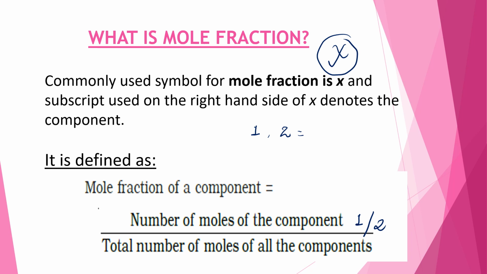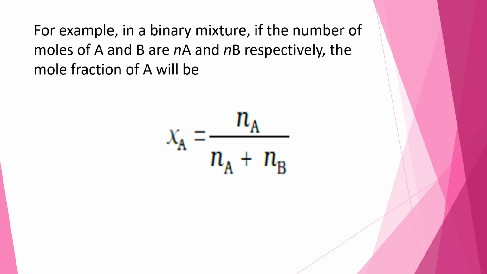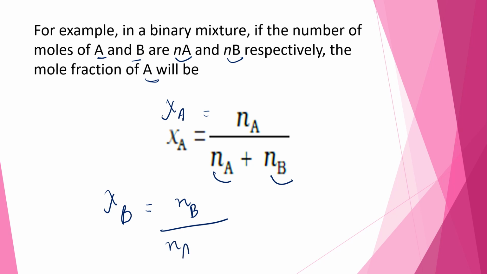So let's see through an example. For example, in a binary mixture, if the number of moles of A and B are Na and Nb respectively, the mole fraction of A, that is chi A, is equal to the number of moles of A upon the number of moles of A plus the number of moles of B. Similarly, the mole fraction of B, chi B, is equal to the number of moles of B upon the number of moles of A plus the number of moles of B. So this is about the mole fraction of A and B.